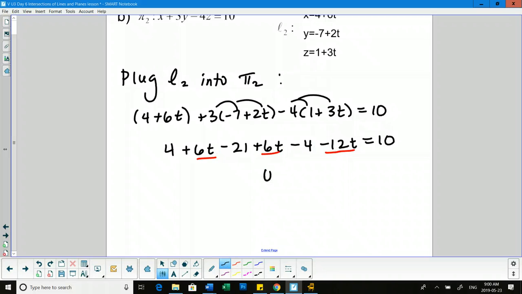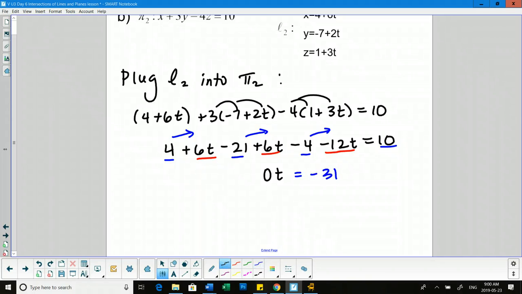Okay, so I think we can see here our t's are canceling each other out. So we have 0t, and then if I'm bringing this over to my other side and gathering all of my constants together on that right side, I actually get the value negative 31 when I bring that all over.